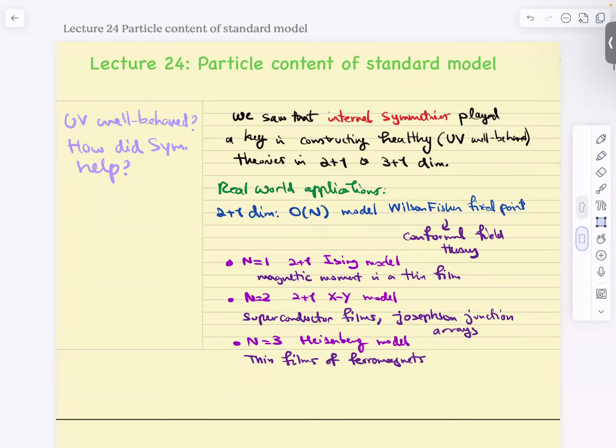So, all right. What we talked about the last couple of times, well, actually throughout the semester, is that internal symmetries play an important role in constructing healthy quantum field theories in 2+1 and 3+1 dimensions. So here by healthy, I mean UV well-behaved.